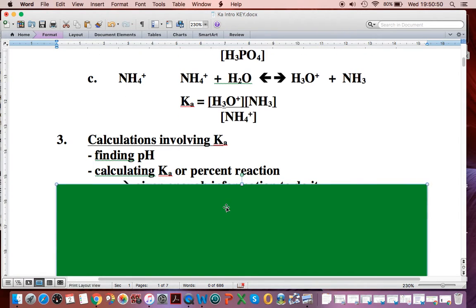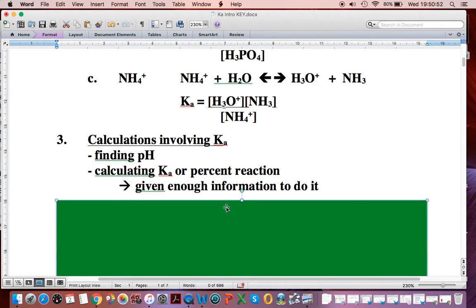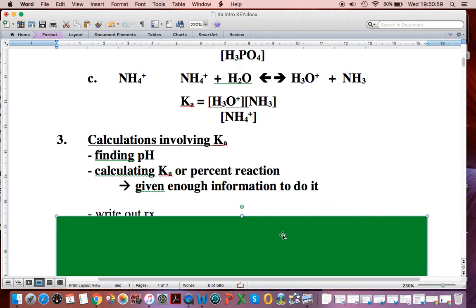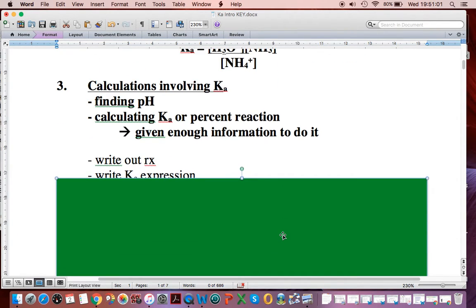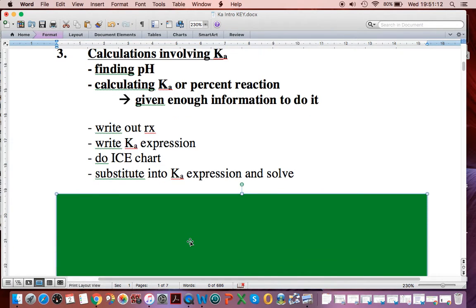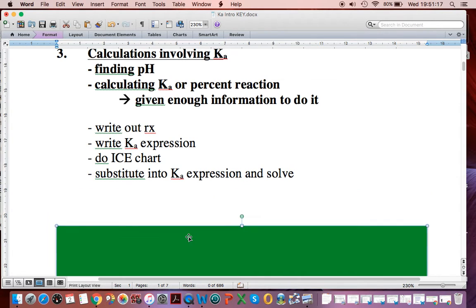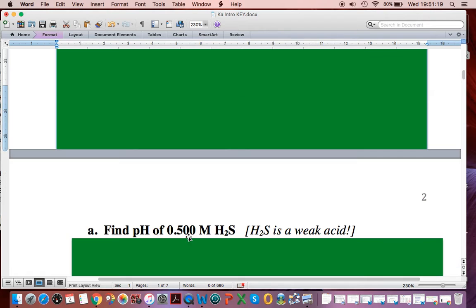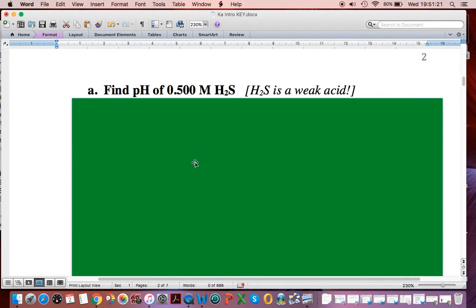It talks about finding pH, calculating Ka. The textbook has lots of questions that love to do something called percent reaction. Those are things we're going to be showing you in the coming days. The process is you always write out your reaction. From that you can write out a Ka expression, and typically you're going to form an ice chart when it's a weak acid. Once you have your equilibrium values, then you can solve for whatever is unknown. So next page we're going to put this to the test.